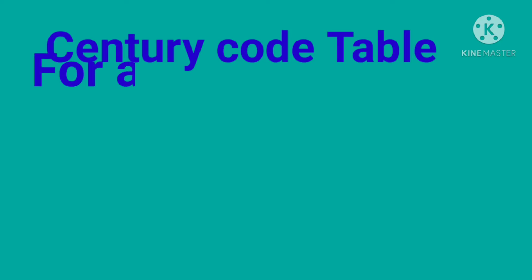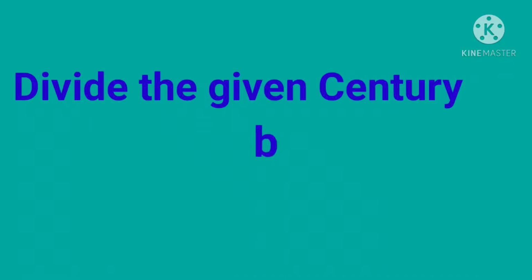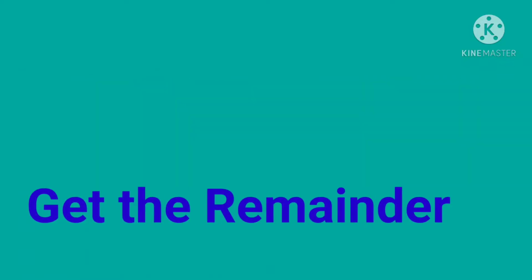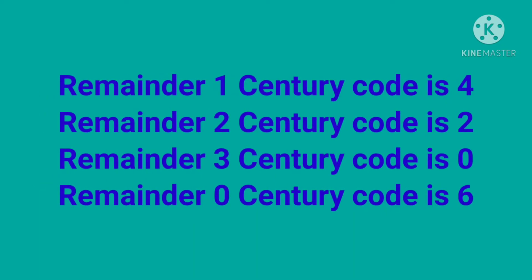For any other century, you divide the given century by 4 and get the remainder. If the remainder is 1, then the century code is 4. If the remainder is 2, the century code is 2. If the remainder is 3, the century code is 0. And if the remainder is 0, the century code is 6.